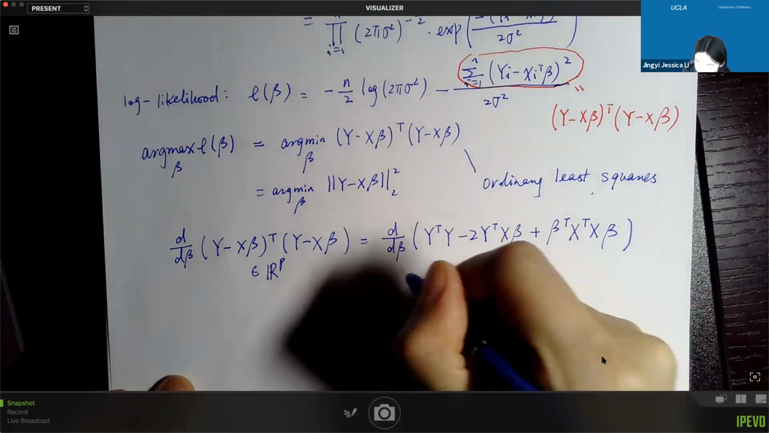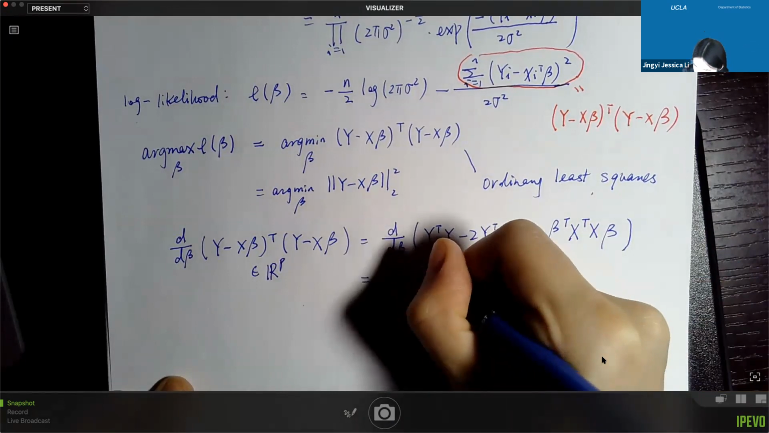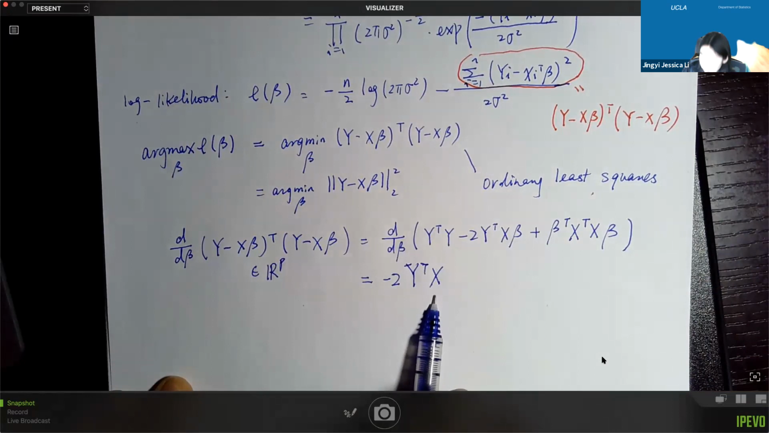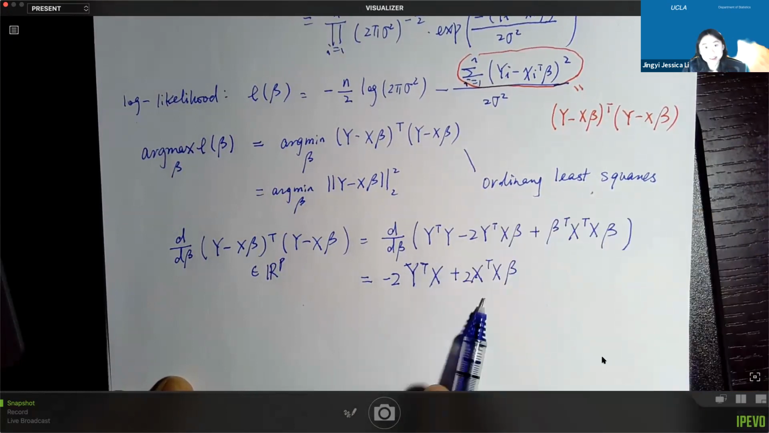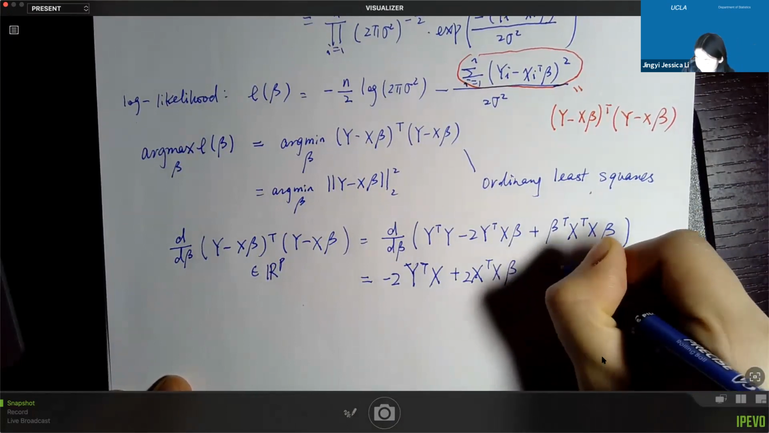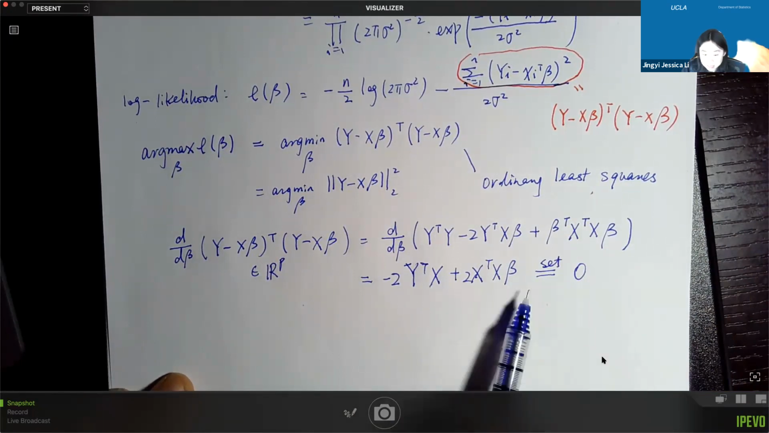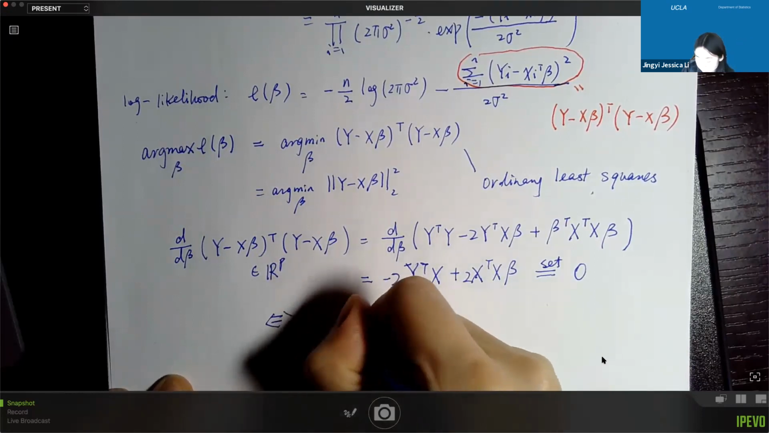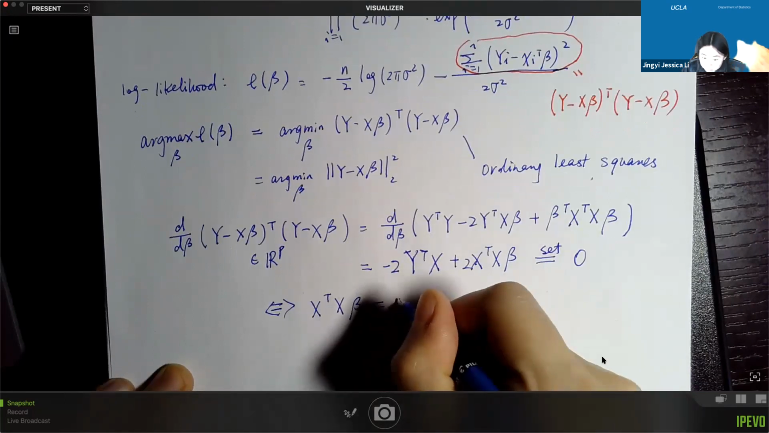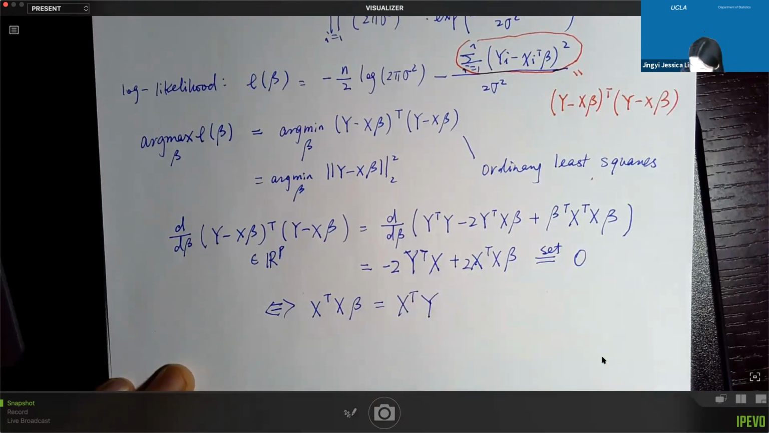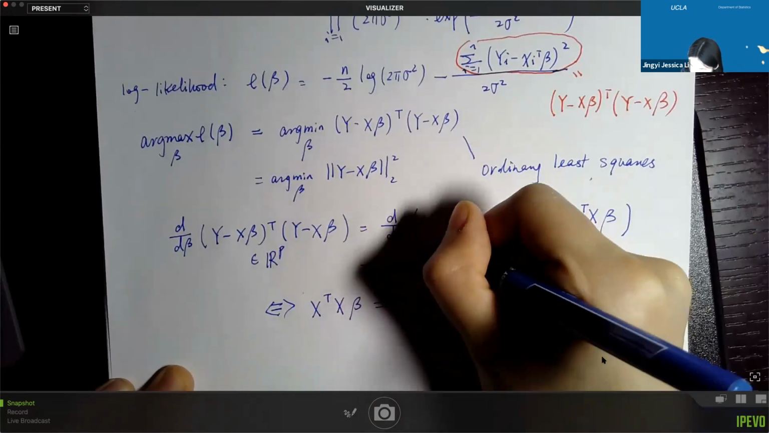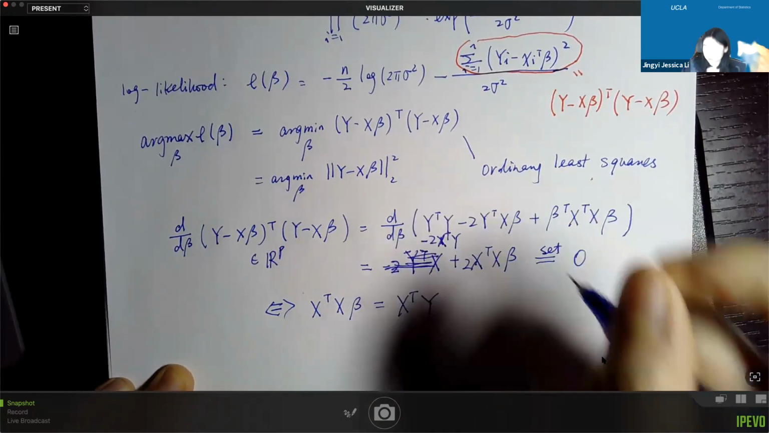And here I'm just telling you that it's negative 2 times y transpose x. You can verify that this is p-dimensional, plus 2 times x transpose x beta. You can also verify that this is p-dimensional. Okay, and we want to set this to 0 to solve for beta. And by setting this to 0, we obtain this equation: x transpose x beta equals x transpose y. Oops, I think I made a mistake here. It should be negative 2 x transpose y. Yeah, that will be p-dimensional.